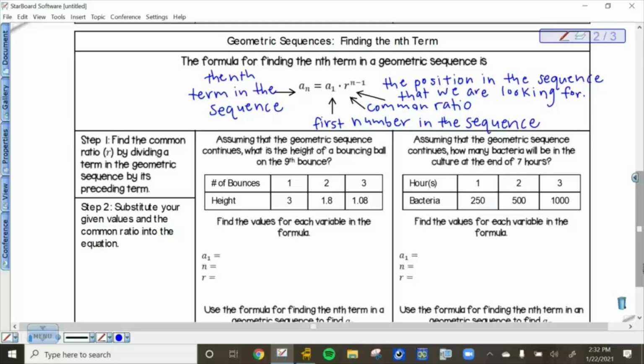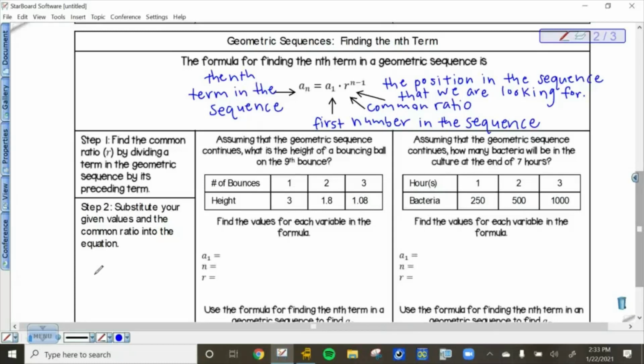So when we are being asked to find, like when we had that swing problem or that bungee jumping problem yesterday, it asked us to find the swinging height after 10 swings, or the bungee jumping rope stretch after, I think, 10 bounces. So same thing here. Assuming that the geometric sequence continues, what is the height of a bouncing ball on the 9th bounce? So we're trying to find the nth term. In this case, it's the 9th term.